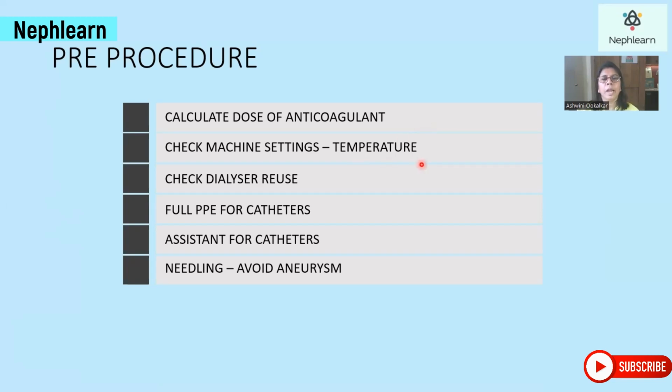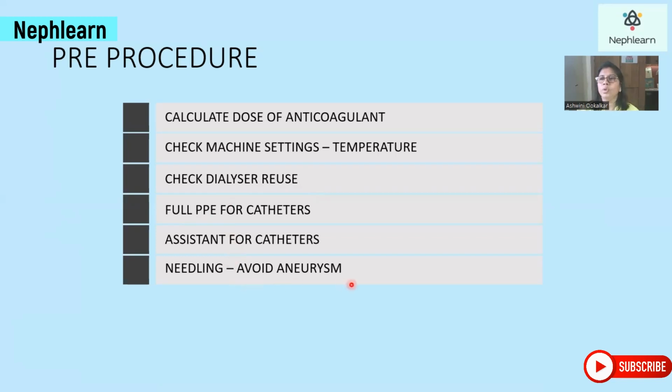The temperature of the machine and these other settings must also be checked, because at a high temperature, hemolysis may occur. And of course, catheter reuse has to be checked, whether there is any disinfectant remaining, whether there are microclots formed, and whether adequacy is there. Because all these will ultimately result in indirect infections in the catheter. One must wear full personal protective equipment and treat the catheters with full respect. And it is better if two people are handling the catheter at one time, one assistant and one main person.